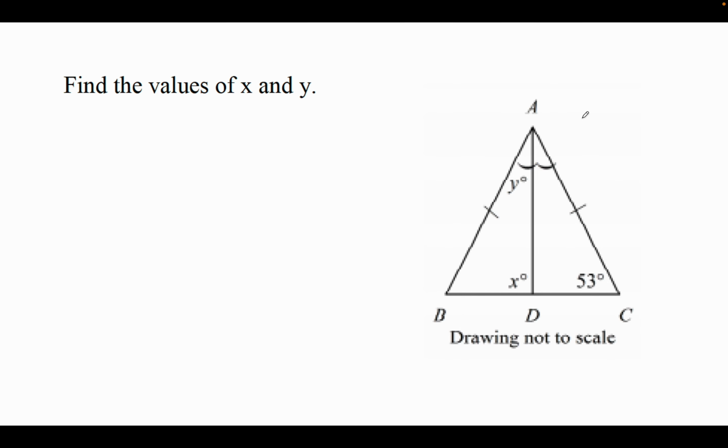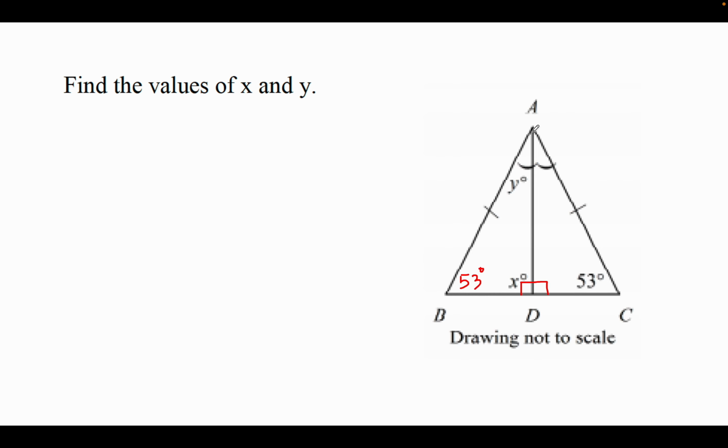Two sides, sa isosceles triangle, the two sides are congruent. That means the base angles are also the same or congruent. So meaning pareho yung measure ng angle na to, tsaka ito. This is also 53 degrees. Well, the problem is, wala tayo dito na enough na information. Only if sana meron ditong marking na ganito. Kapag meron tayong marking na ganito, that means we have a right triangle.